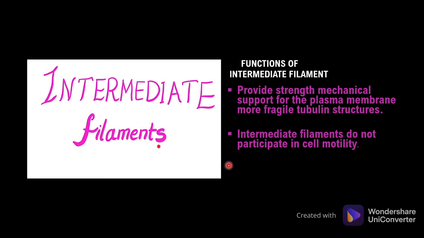Now come to the functions of intermediate filaments. So intermediate filaments function as tension bearing elements to help maintain cell shape and rigidity and serve to anchor in place several organelles, including the nucleus, desmosomes. Intermediate filaments are also involved in formation of the nuclear lamina, a net-like meshwork array that lines the inner nuclear membrane and governs the shape of the nucleus.